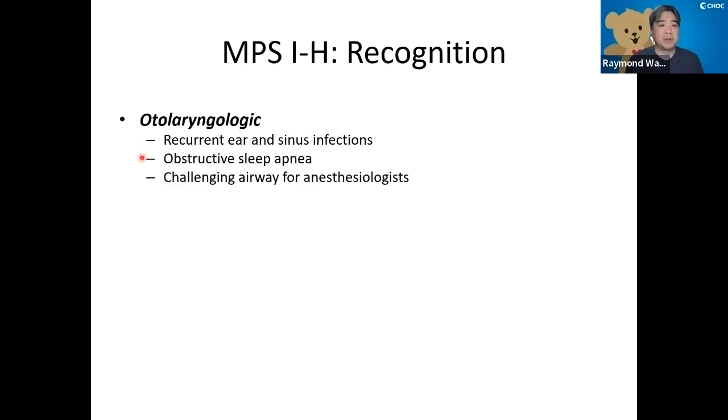We've touched upon upper airways, and so buildup of gag within the upper airways can cause recurrent ear infections, sinus infections, obstructive sleep apnea, and between the spinal stenosis and the airway issues can result in a very challenging intubation. And so we want to make sure that our anesthesiologists and ENTs are well aware of the airway challenges before they go in and try to secure an airway for surgical procedures.